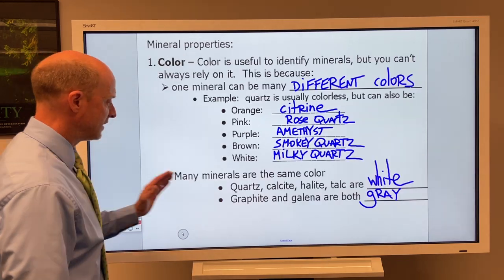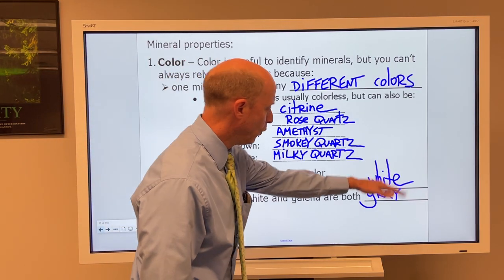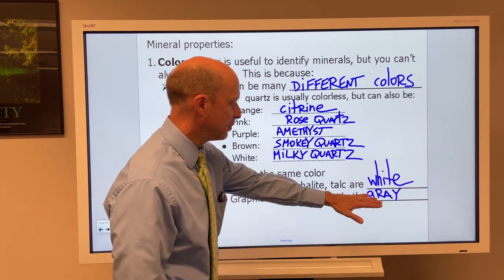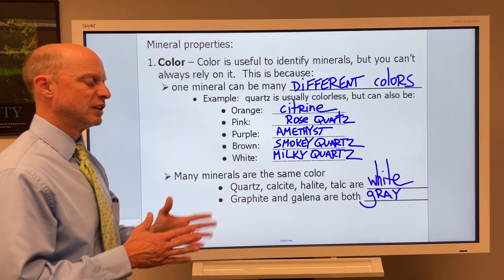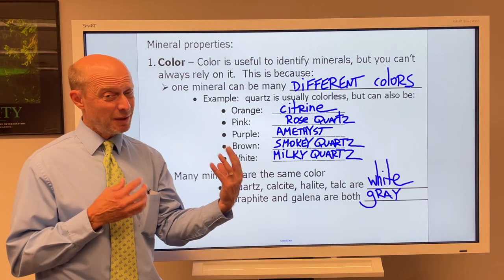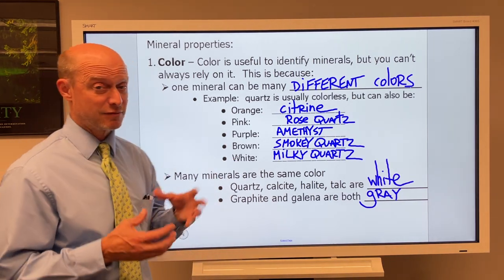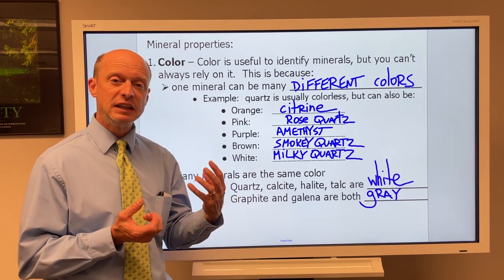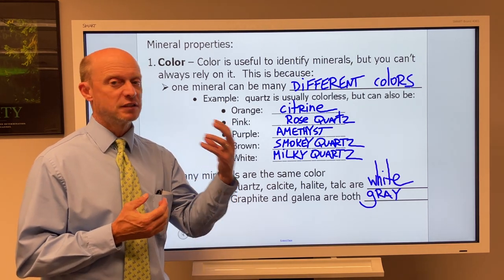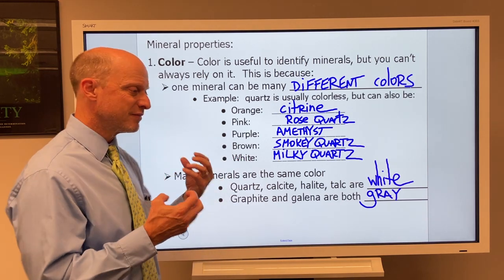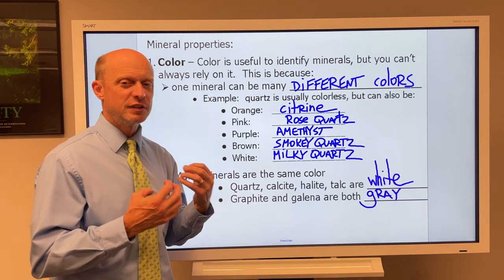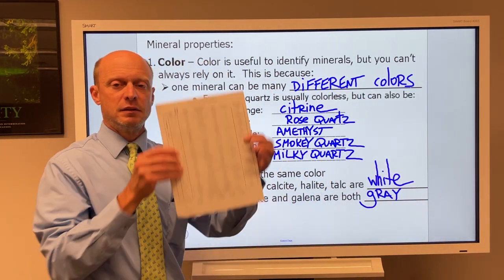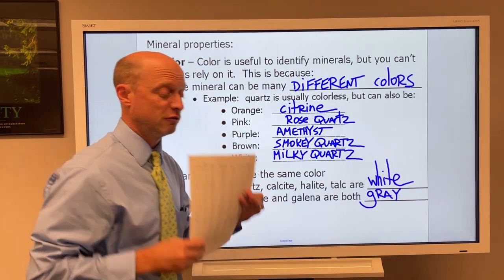Right, let's go back here. Right, so quartz, calcite, halite, talc are all white. Graphite and galena are both gray, or grayish, blackish, but they're dark colors. So that just gives you a sense you can't really rely on colors, but sometimes you can. There are some minerals like sulfur that is yellow pretty much all the time, or olivine. We also say olivine is olive green. It's like a greenish color. So identifying minerals really ends up being a bit of a skill, and the back of the reference table will really help with that too.